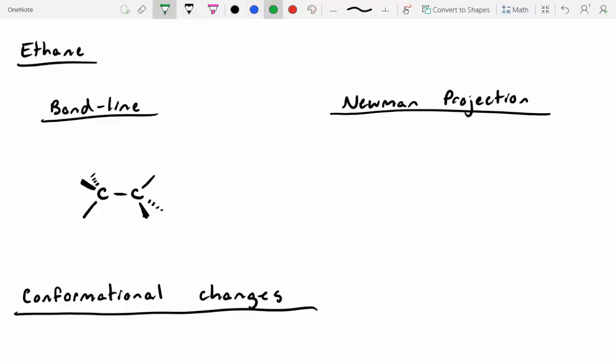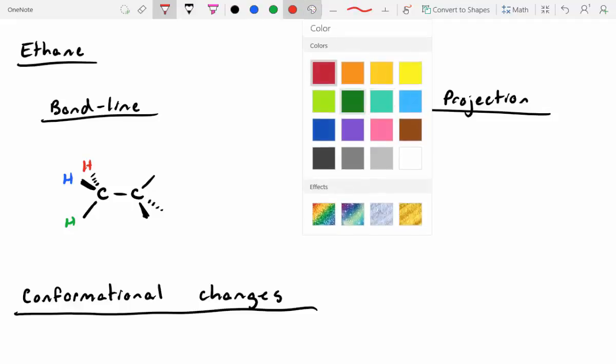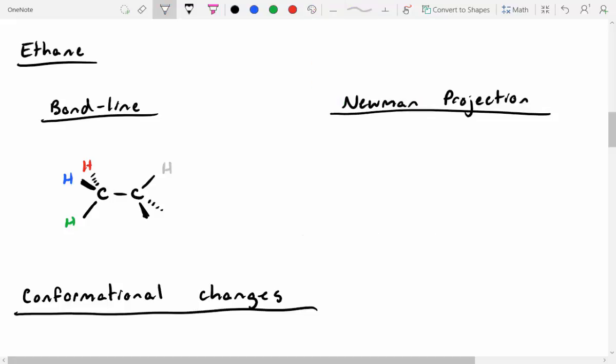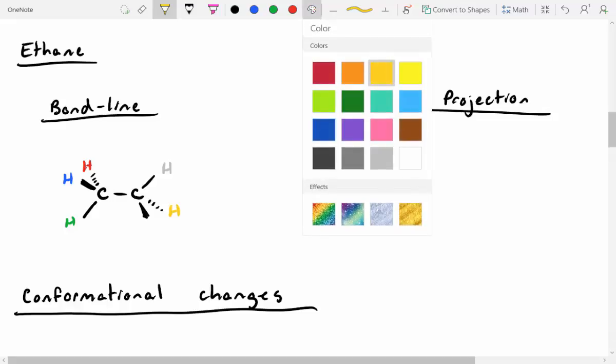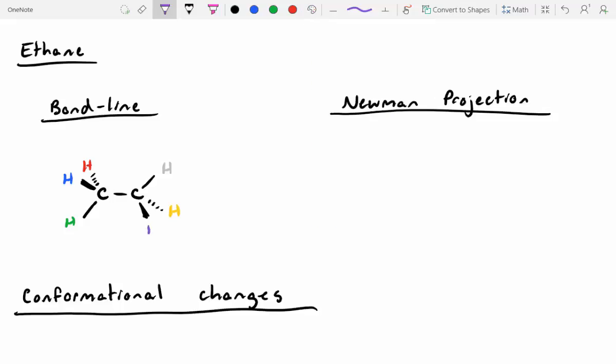I'll do one that's green, one that's blue, one that's red, and then in the back I'll do a gray, I'll do an orange, either way, yellow, sorry, that's hard to see on the screen, and then we'll do a purple. So let's try to draw this using our Newman projection, and again, I want to imagine looking straight down this bond, but this time we need to color code it.